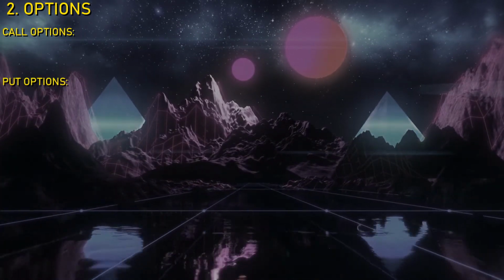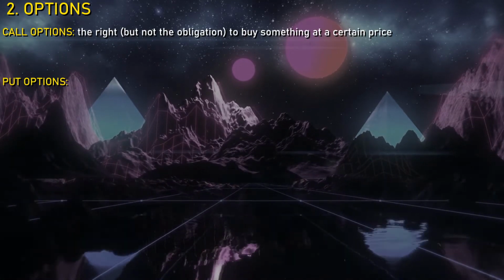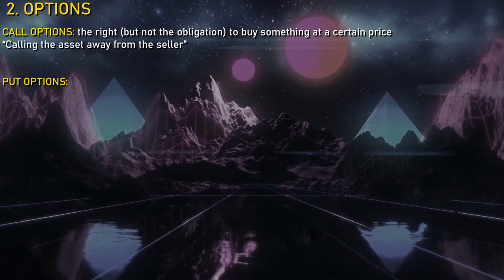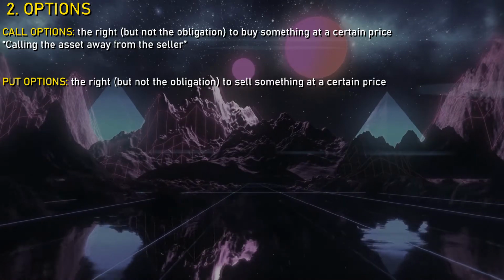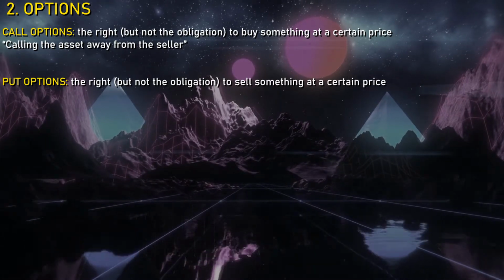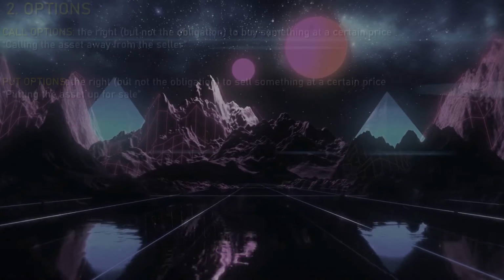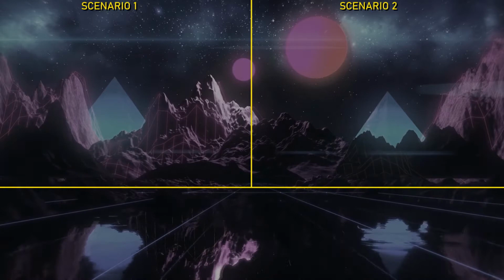There are two types of options: call options and put options. A call option gives you the right to buy something at a certain price. To remember it, think about calling the asset away from the seller. A put option gives you the right to sell something at a certain price. To remember it, think about putting the asset up for sale. To understand how options work, let's look at the following scenarios.